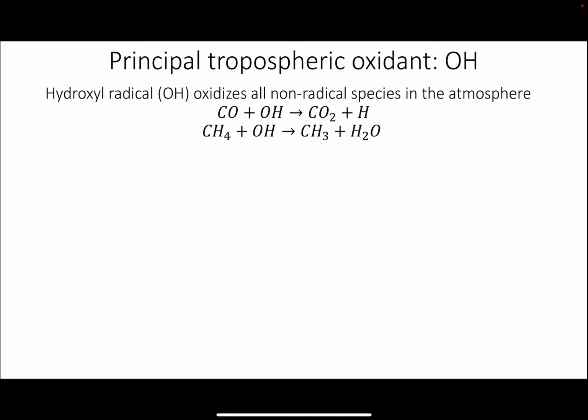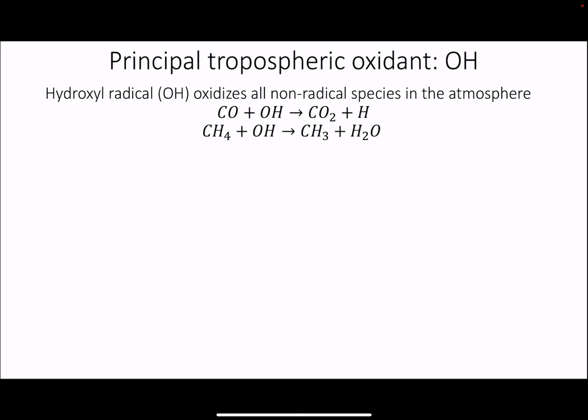But we need to take a minor segue to talk about atmospheric oxidants. So the main tropospheric oxidant is OH, or the hydroxyl radical. This is known as the scrubber of the atmosphere. So basically, anything that ends up in the atmosphere doesn't stay there forever. Some things have a fairly long lifetime, but most things, from an atmospheric chemistry perspective or an air pollution perspective, are reacting with the hydroxyl radical and moving on to some other species.